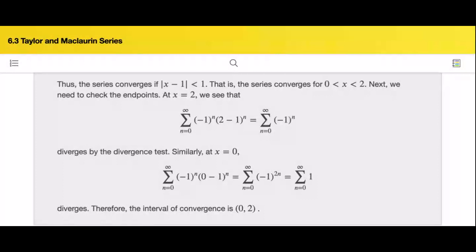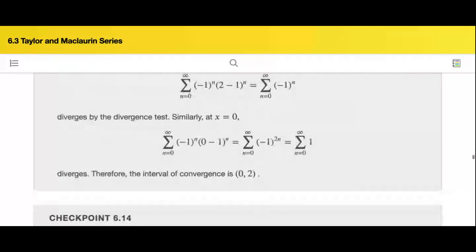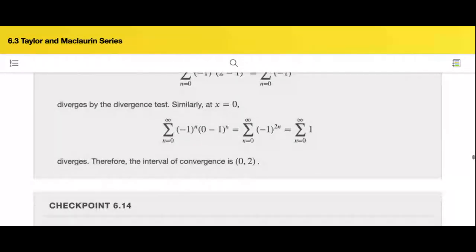Similarly, at x equals 0, x minus 1 is -1, raised to n. Then (-1) raised to n times (-1) raised to n, that's (-1) raised to 2n, n plus n is 2n. Then (-1) raised to 2 becomes +1, so +1 raised to n, just forever, right? So the interval of convergence is just open parenthesis 0, comma 2, close parenthesis.